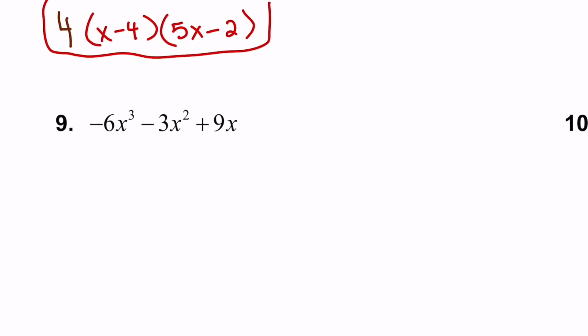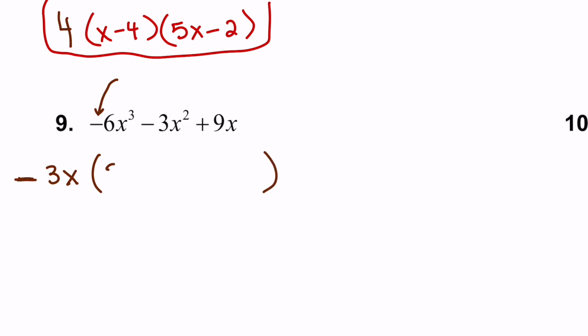On number 9, notice there is a negative in the front. We never want a negative in the front of the leading coefficient. So we're going to pull the negative out. I'm also noticing that all 6, 3, and 9 have a common divisor of 3, common factor of 3. So we're going to pull the 3 out. And then they all have an x. So we're going to pull an x out as well. We're looking for what do they all have in common.